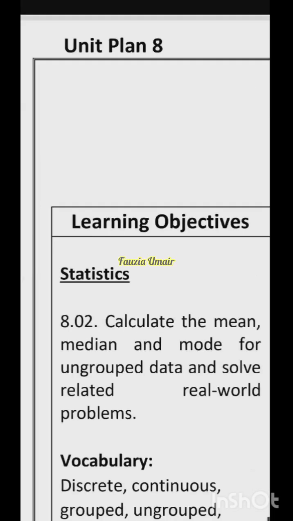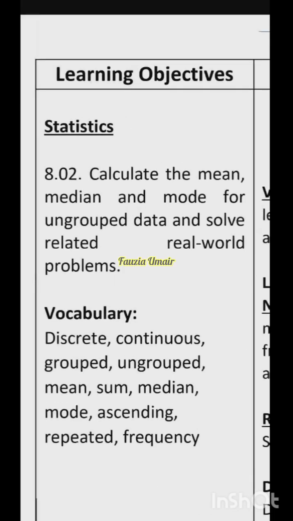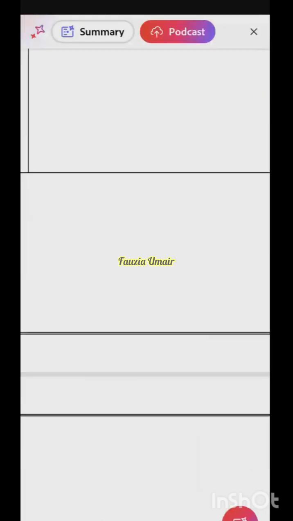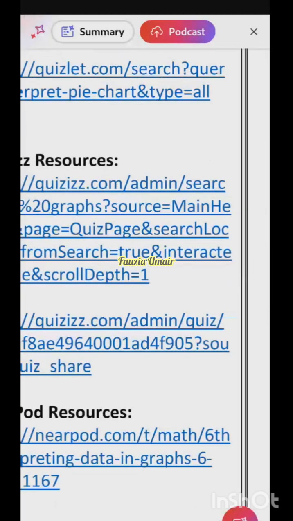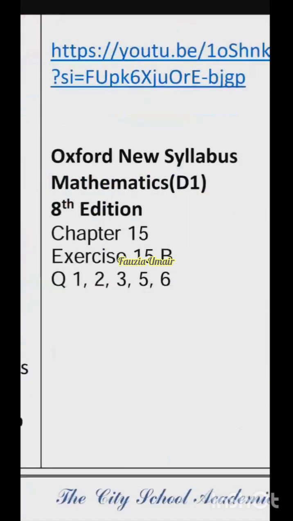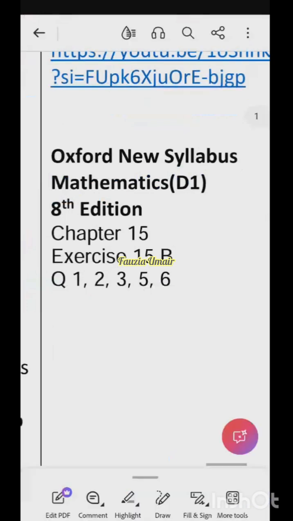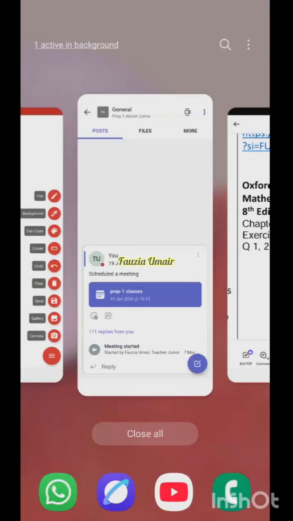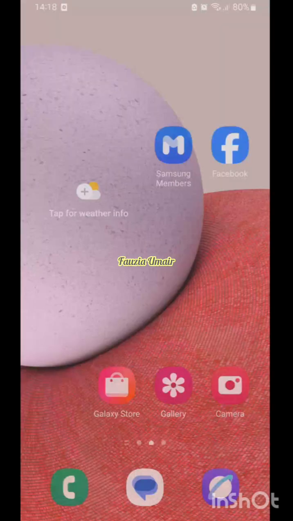All right. So the second learning objective is calculate mean, median, mode for ungrouped data and solve related real world problems, right? So this book is from chapter 15. And we have to solve only exercise 15B question 1, 2, 3, 5, 6. Then there are two worksheets also. So let's see what are the questions in the book.